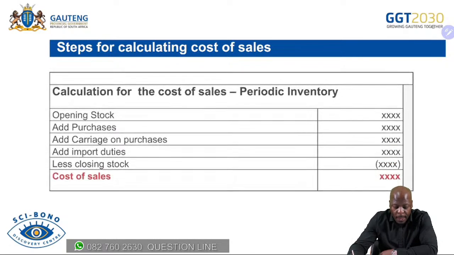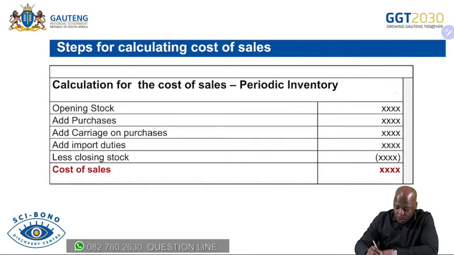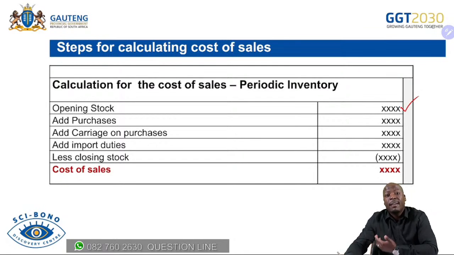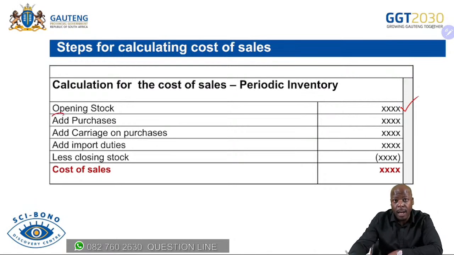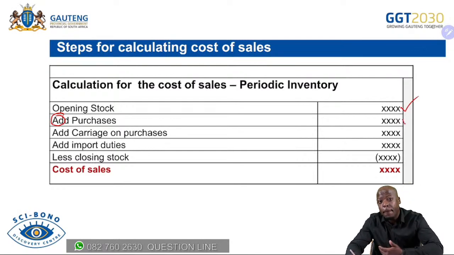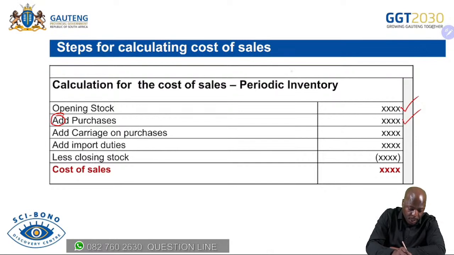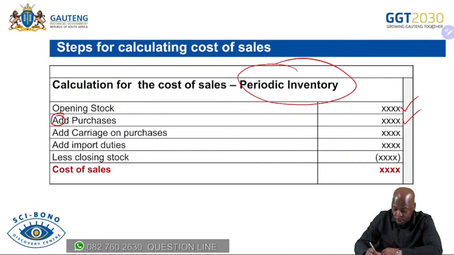Okay, let us look now at the steps of calculating cost of sales on the periodic inventory system. All right, now the first thing that you're going to need is your opening stock value. So this is the stock that you have right at the beginning of the financial year. And then you are going to add to it your purchases. Remember, in this particular instance, we're dealing with our periodic inventory system. After adding your purchases, you have to as well add your carriage on purchases when the examiner has provided them in the question.